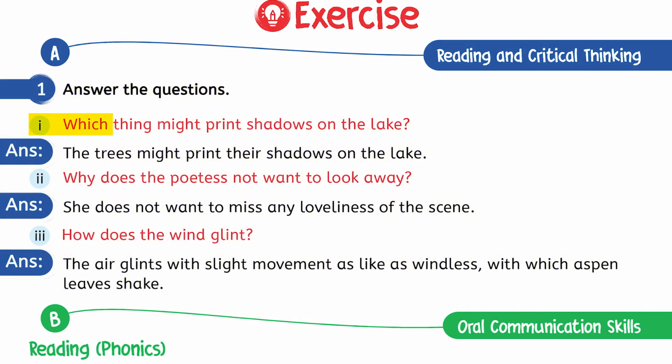Question number 1 is, which things might print or cast shadows on the lake? So the answer is, the trees might print their shadows on the lake. Question number 2 is, why does the poetess not want to look away? And the answer is, she does not want to miss any loveliness of the scene. Now, question number 3. How does the windless air glint? The air glints with slight movement, as with which aspen leaves shake.